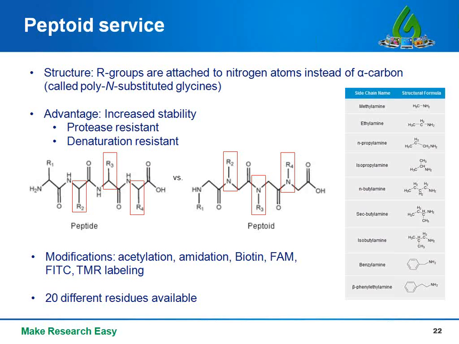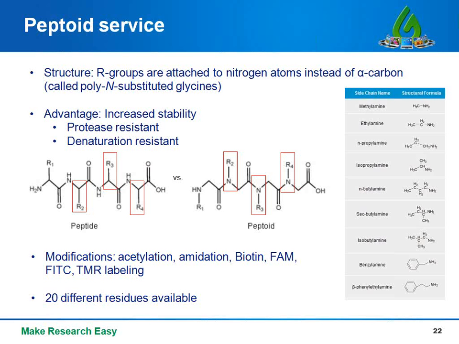Peptoids are another approach for imparting peptide stability. In peptoids, the R groups are attached to nitrogen atoms instead of the alpha carbon. This arrangement alters the peptide backbone, resulting in peptoids being minimally or not at all cleaved by major protease classes. In addition, peptoids are resistant to denaturation by chemical denaturants and temperature.